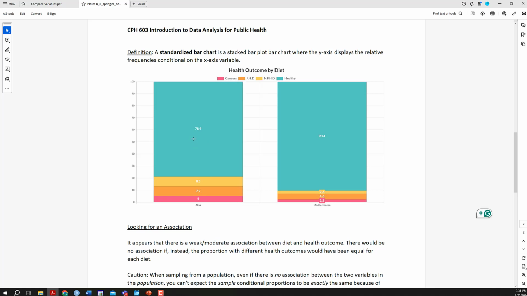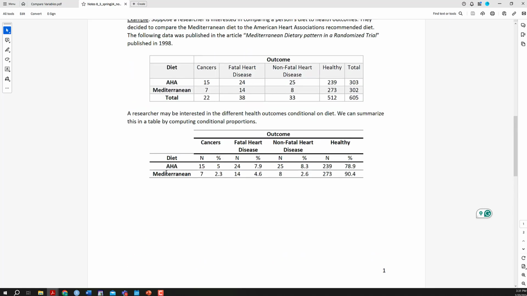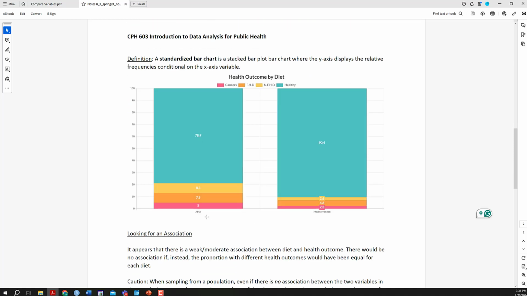Now, this particular software that I used uses a comma instead of a period for a decimal point, but do know that this is 78.9, 8.3, 7.9, and 5. So this is a way for us to visualize what was happening previously in the table. So let's make that comparison. Looking here at the AHA bar, if we come up to the AHA row, notice our percentages are 5, 7.9, 8.3, and 78.9. That is the exact percentages that we get here.